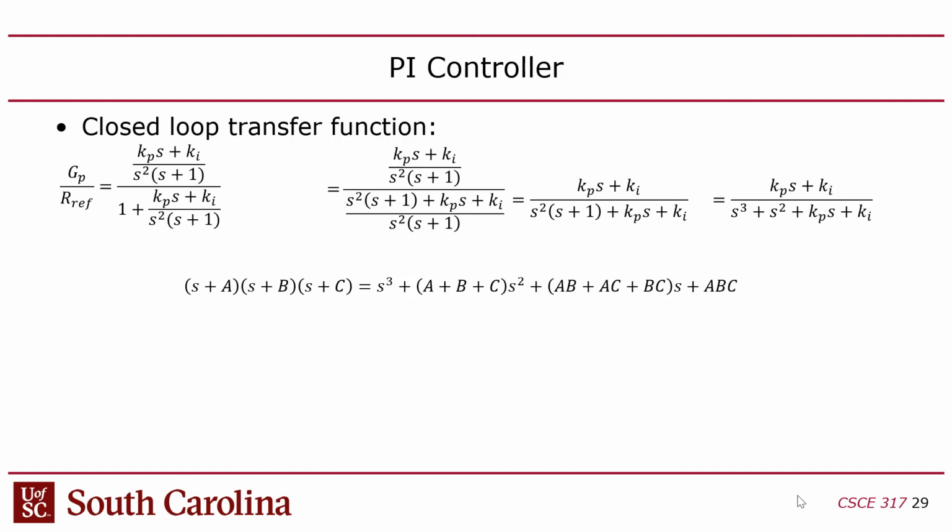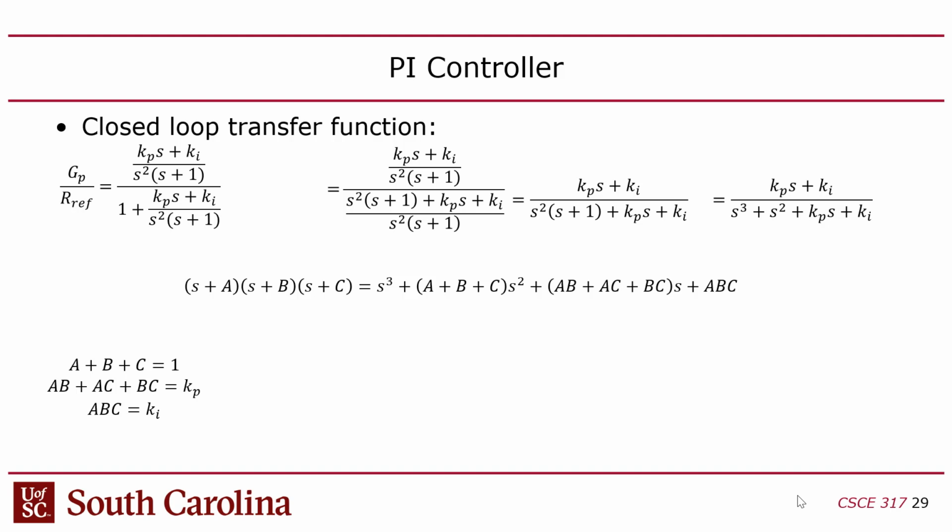Then I said, let's say I want to take this and match it up to what I have in the denominator. The idea is that as long as A, B, and C are positive, then my roots will be negative. The real component will be negative. Again, S is technically a complex number.